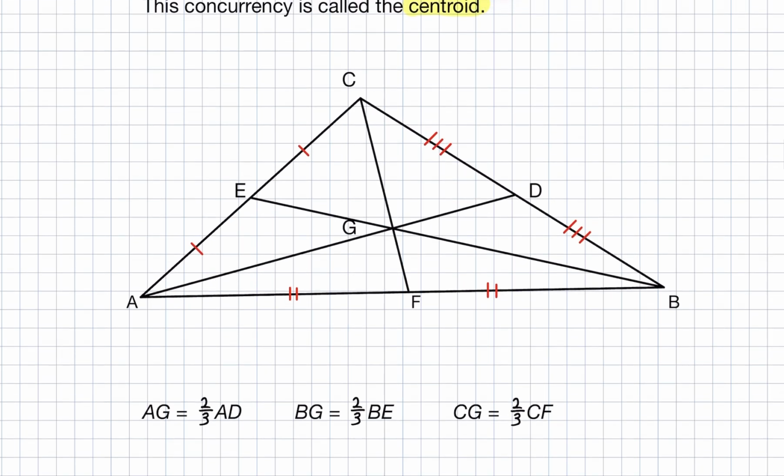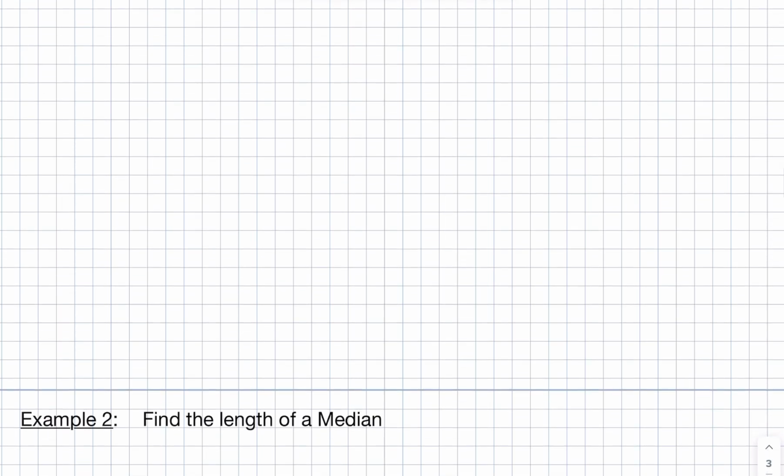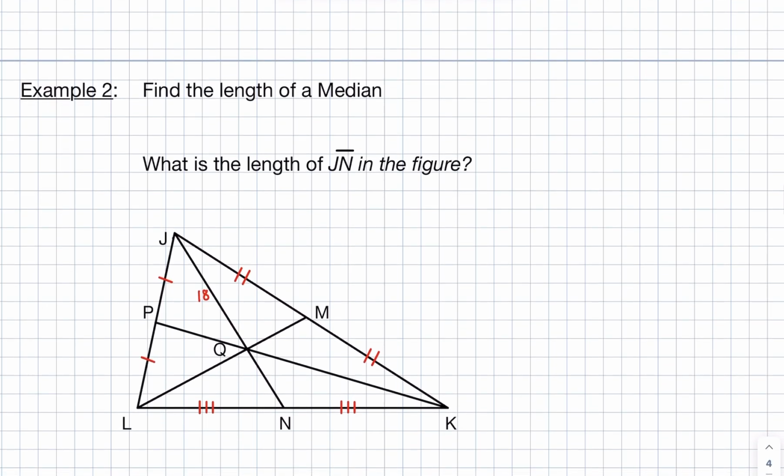So here, what I've written down here is exactly what I said. Segment AG is exactly 2/3 of median AD, and then the same for BG and CG as well. Okay, they are 2/3 of those medians, BE and CF. Okay, so let's go ahead and try this next example.